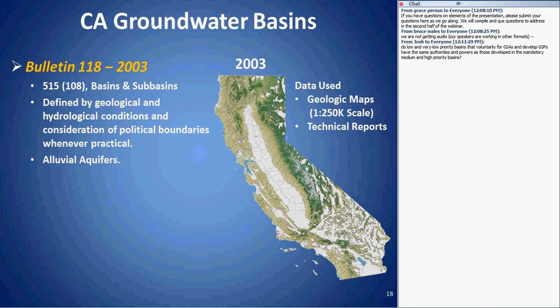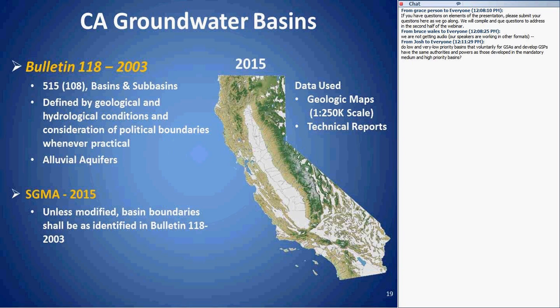So the map on the right-hand part of the screen shows the 515 groundwater basins and the sub-basins within. They cover roughly 40% of the area of the state. And these basins were defined using statewide geologic maps, as well as many technical reports that have been done within all of these basins.